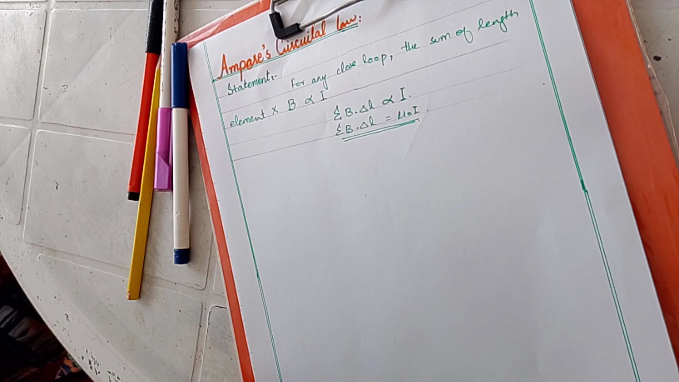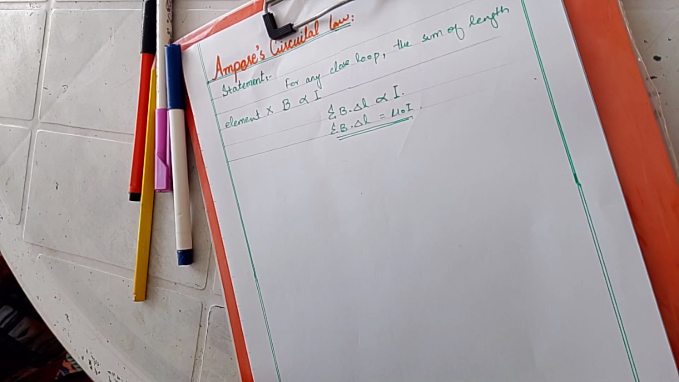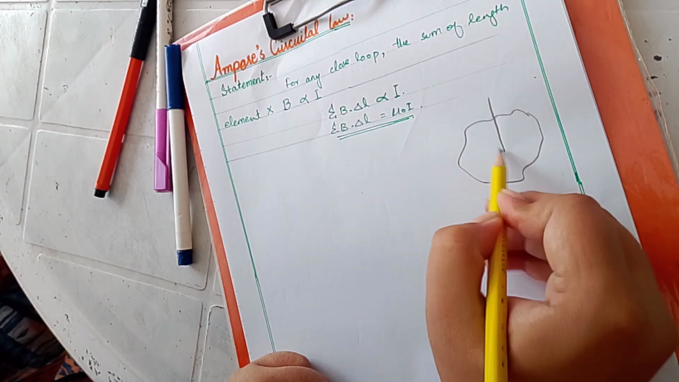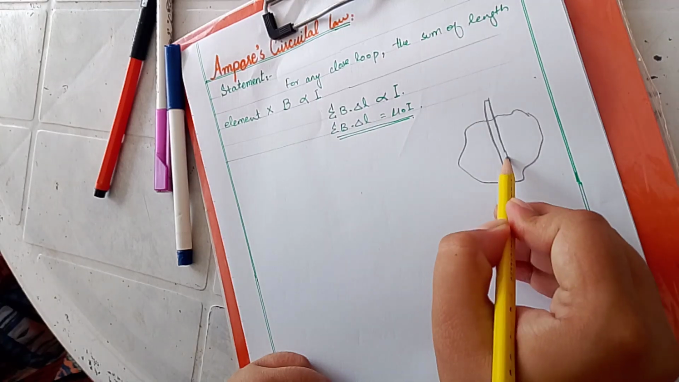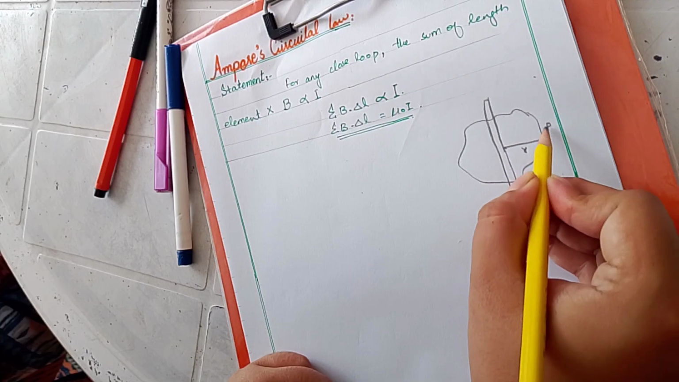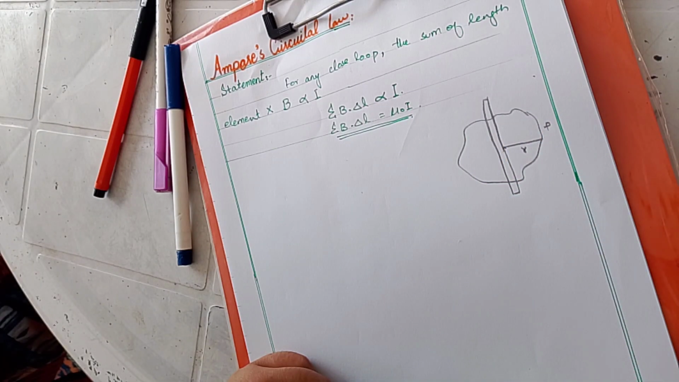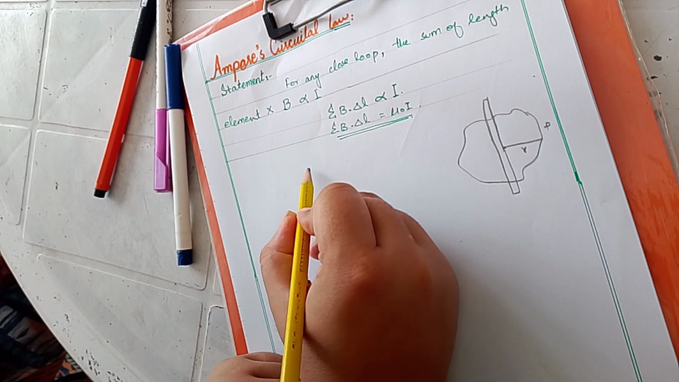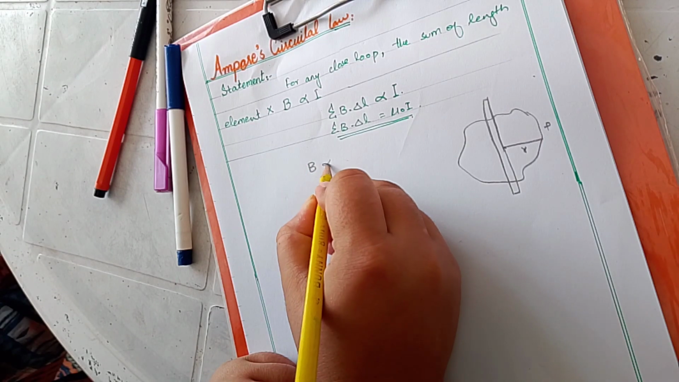First we consider our test point P located at the distance R. Let's suppose this is the closed loop or Amperian path, this is the wire or conductor, this is the radius, and this is the point P. R is the distance from the current carrying conductor where we want to find the magnitude of magnetic induction B. As we know, the magnetic field is inversely proportional to R, so B is inversely proportional to R.